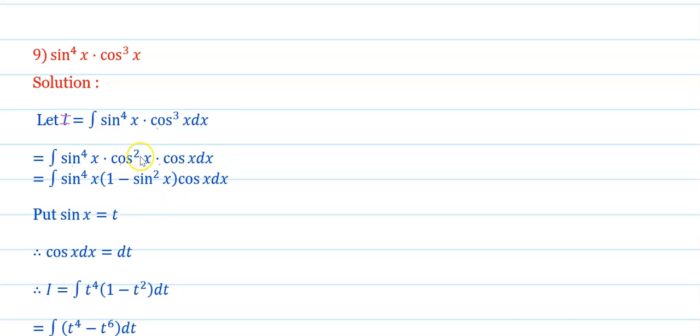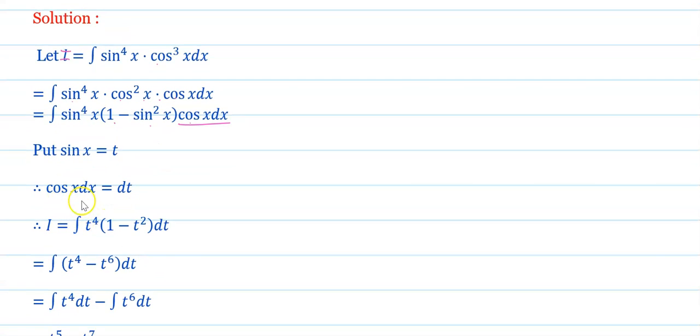Now what about this cos square x? Cos square x means 1 minus sin square x, into this cos x into dx. Now what is the substitution? If we take sin of x as t, then its derivative is cos of x into dx. And hence the whole expression changes to t raised to 4 in bracket 1 minus t square. Now see this here: put sin of x equal to t, and then the derivative of sin of x, cos of x into dx, is equal to dt.